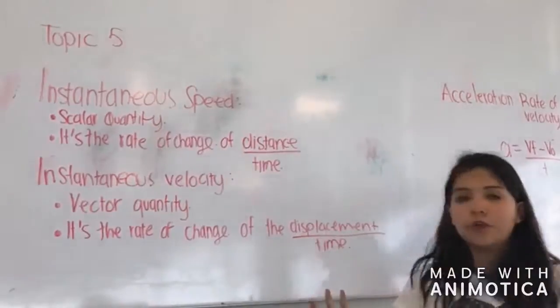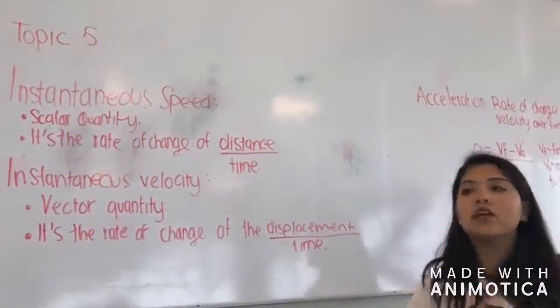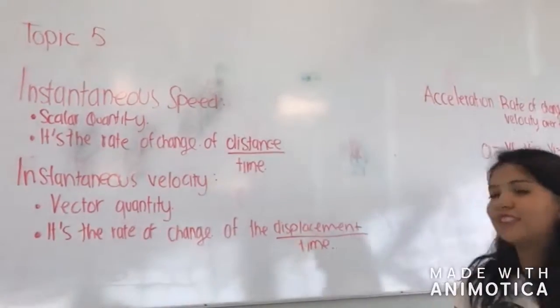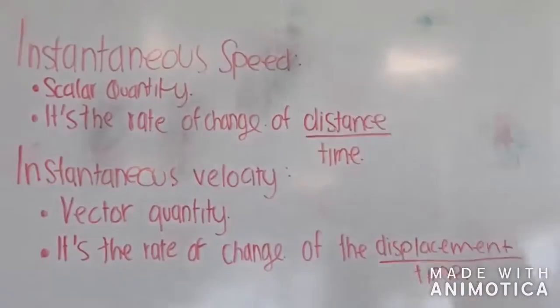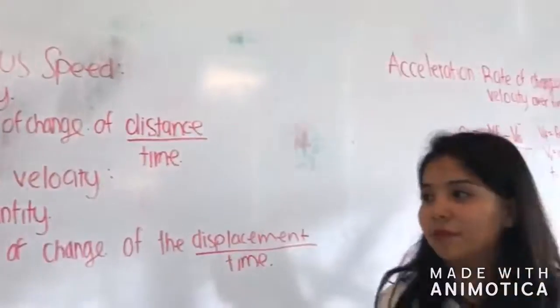Instantaneous speed is a scalar quantity and is the rate of change of distance over time. Then we have instantaneous velocity, that is a vector quantity. It is the rate of change of the displacement over time.